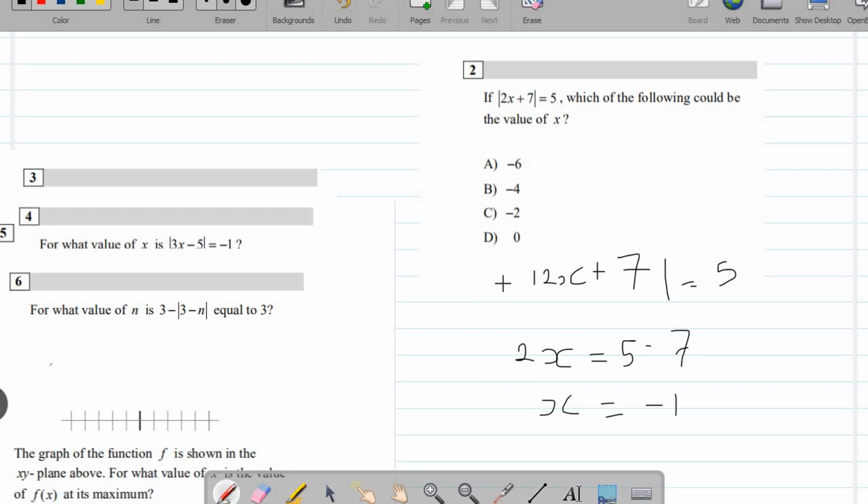Another thing is when you put the negative in, you're going to have a different answer entirely. Remember, your absolute value is either the negative or positive of it.